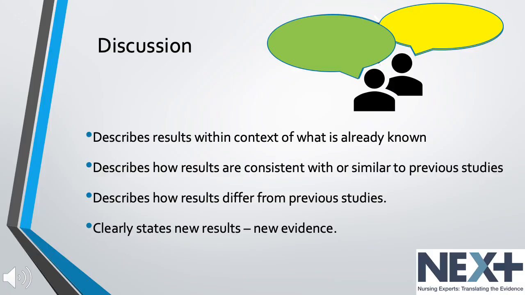When answering this appraisal question, consider how well the author places their results within the context of what is already known about the topic. This existing evidence is typically described in the review of the literature section, which is the introduction section of the article, and then is revisited in the discussion section. Does the author explain how the results are consistent with or differ from the previous studies? Does the author clearly describe the new evidence that their study adds to the existing body of knowledge?